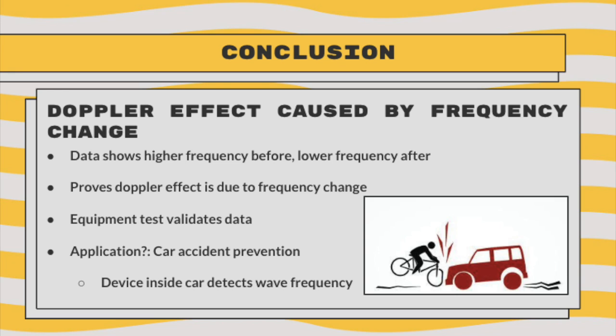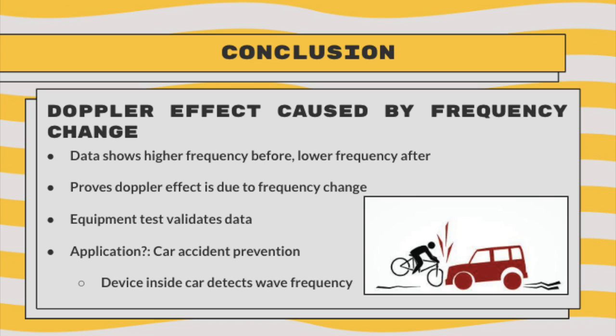In conclusion, based on the fact that the equipment produced identical and accurate results when tested, the data gathered in the experiment can be trusted, and the fact that it matches up with expected results further proves its validity. The data shows a higher initial peak frequency and a lower peak frequency at the end. This proves that the sound change heard is caused by the frequency of the sound wave changing.